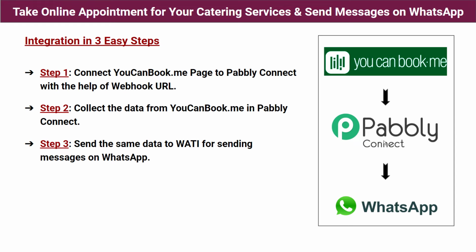So here you have an address provided by Pabbly Connect. We have to copy the same and paste it into youcanbook.me, and this way our account will get connected to Pabbly Connect. So the second step here is collect the data from youcanbook.me in Pabbly Connect.